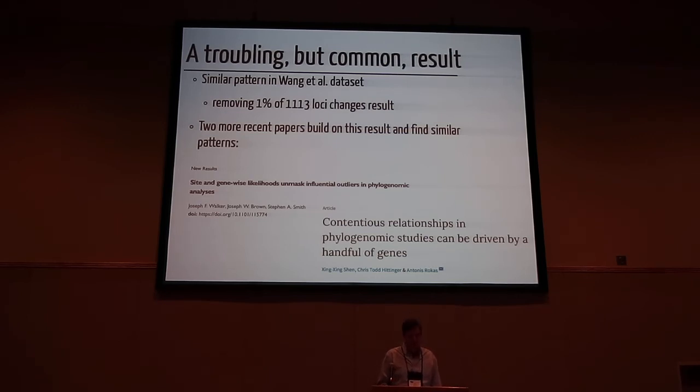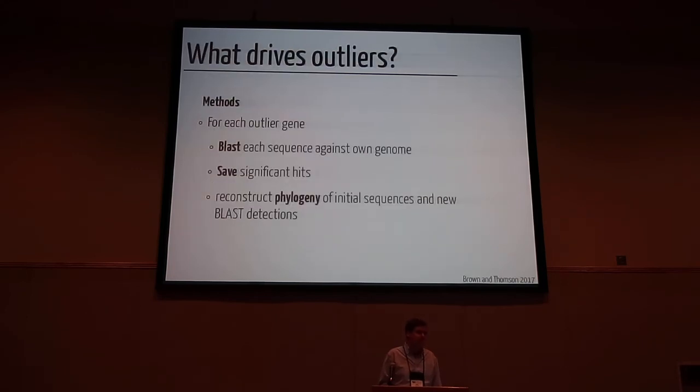So the next question is what's causing this? Why do we have these outliers? At present, they don't seem to be particularly uncommon. What are they? To start digging into this, we just went to those genes and started playing around. One of the things we did is pull all of the sequences out of those alignments and blast them against their own genomes and save all of the significant blast hits. And then you can reconstruct the phylogeny with extra gene copies in there.